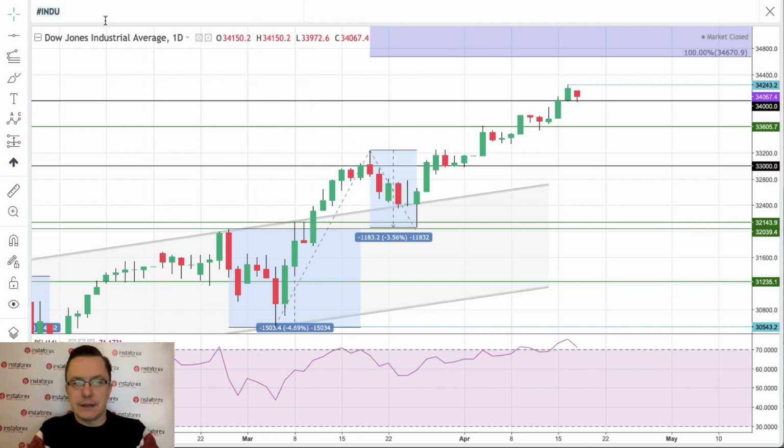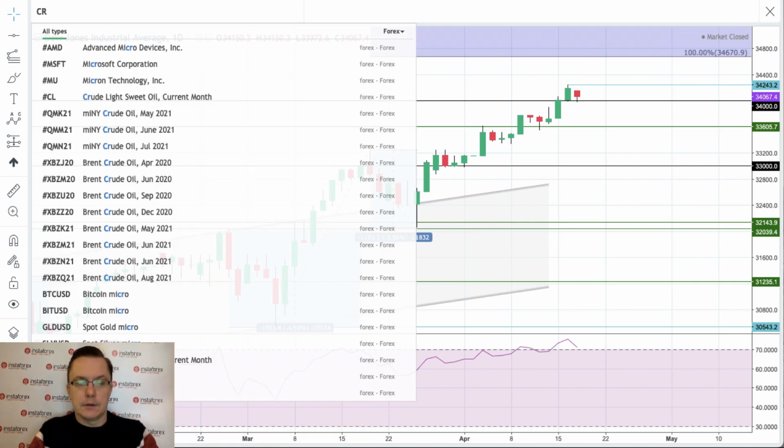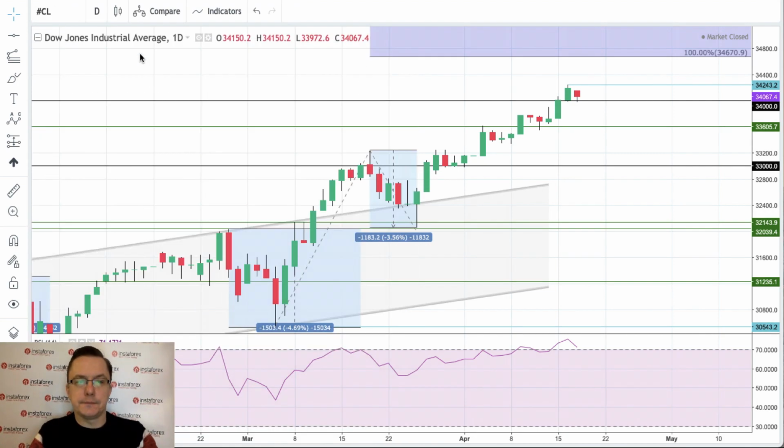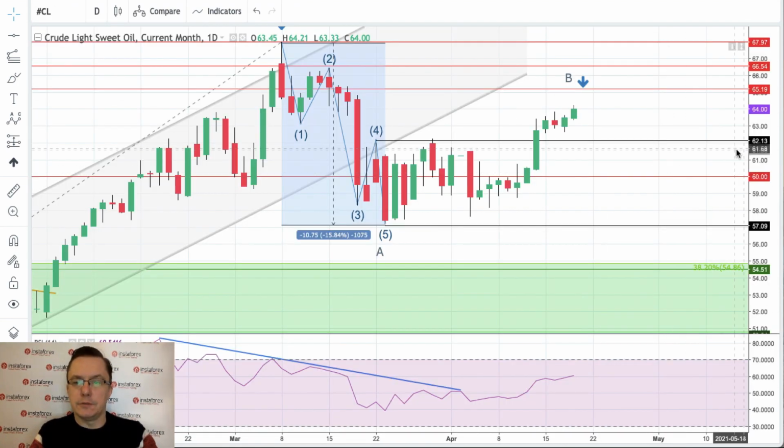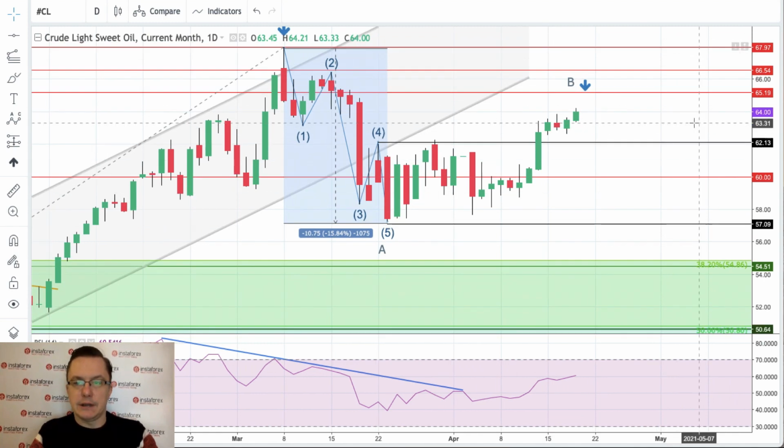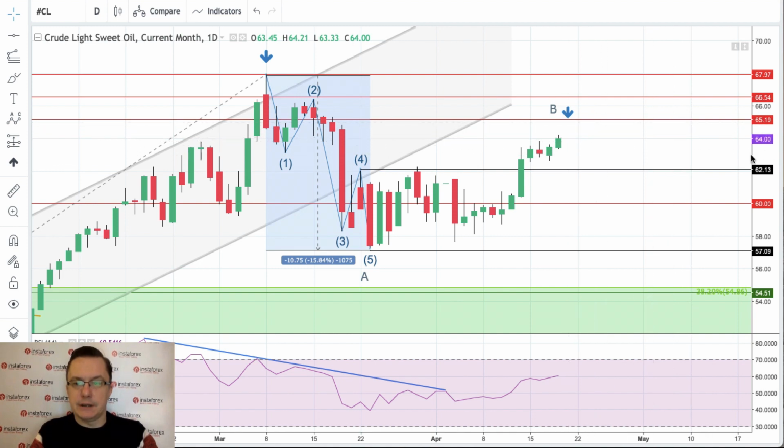And the last thing I would like to show you for today is crude oil. Why am I showing the crude oil? Because we are heading towards our target. We are still heading towards our target. As you can see, our target is 65.19, and this recent bounce here is still very confusing, very complex.